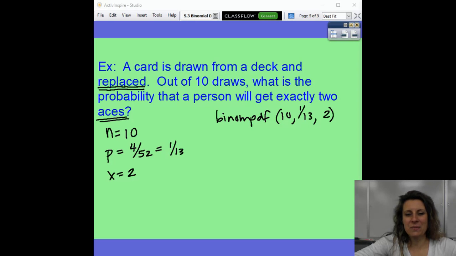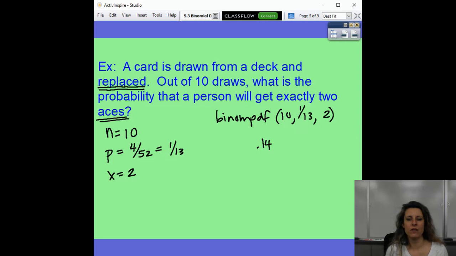Okay, there we go. Binomial PDF. Okay, yay, it worked. All right, we've got n equals 10, 1/13 as the probability, and 2 as our successes. Okay, we get a probability of 0.1404 if I round that to 4 decimal places.